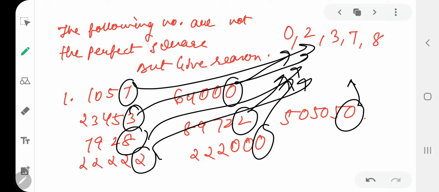So remember always, however big the number is, you have to just see the last digit of your number, and if it is 0 or 2 or 3 or 7 or 8, you will say that such a number, if it is a 5 digit or 6 digit number, the entire number is not the perfect square of any number. Getting my point?